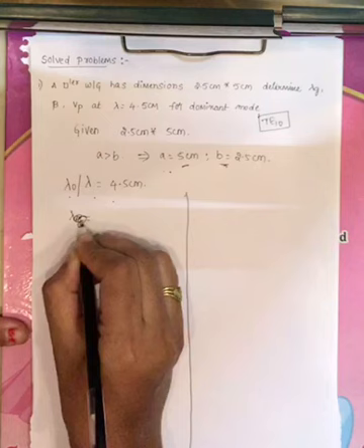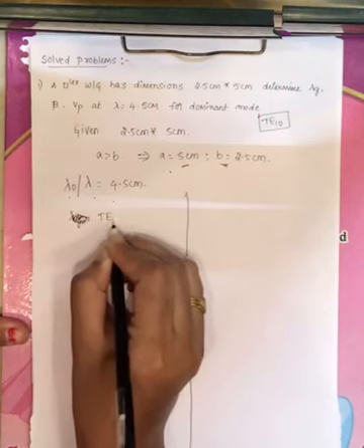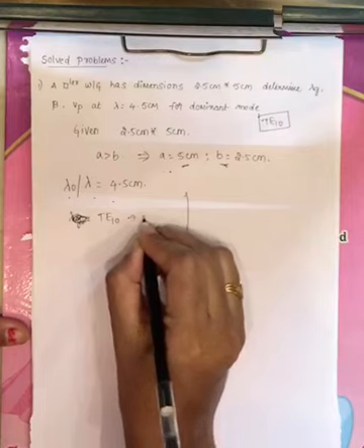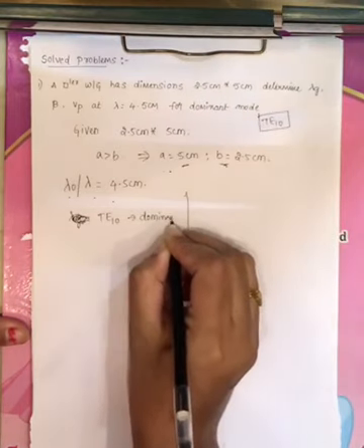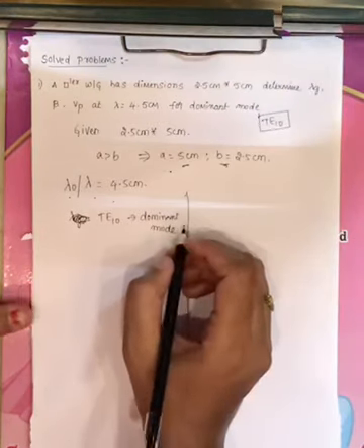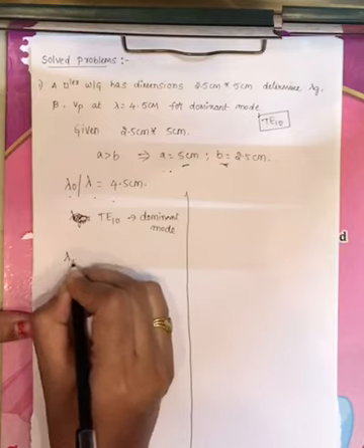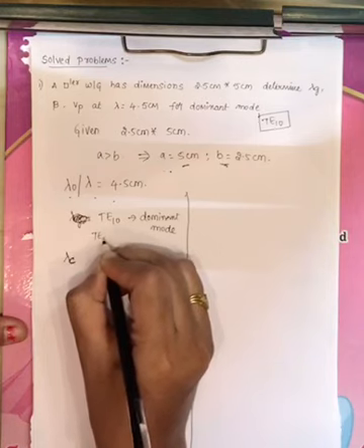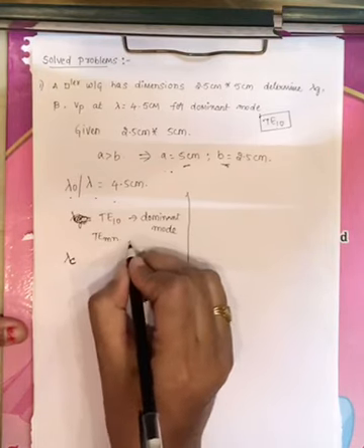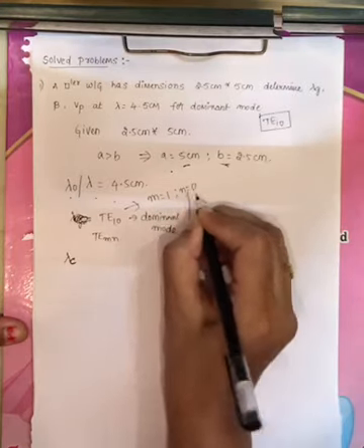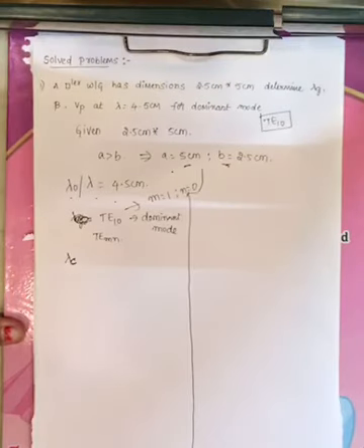Now before that, calculate Fc because we want lambda c, right? TE10 is the dominant mode because it is the mode with least cutoff frequency. Now calculate lambda c. TE10 is represented as TEmn, the mode representation is TEmn. If you observe, m value is 1 and n value is 0.